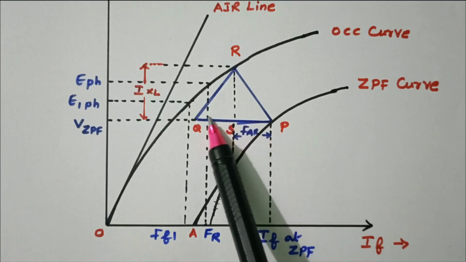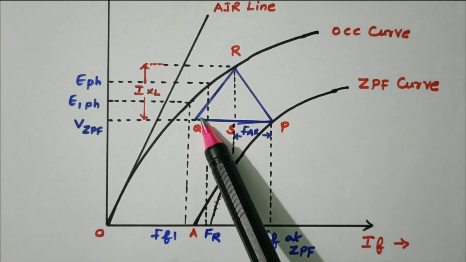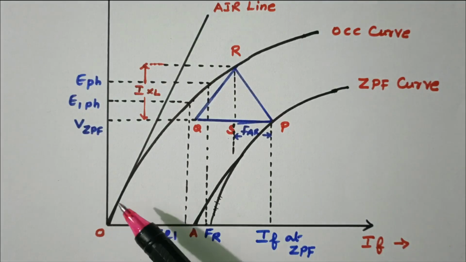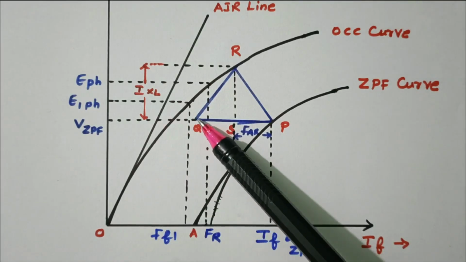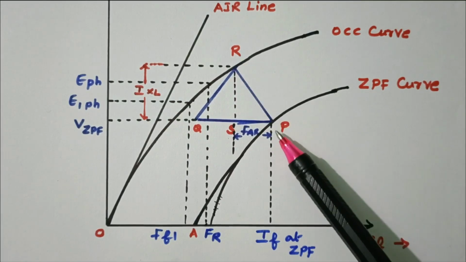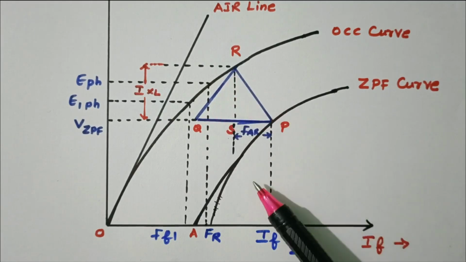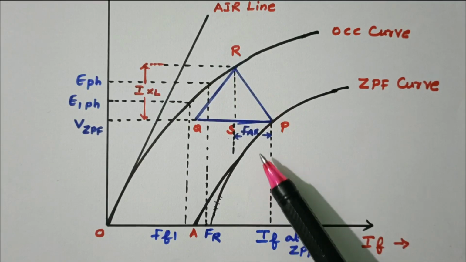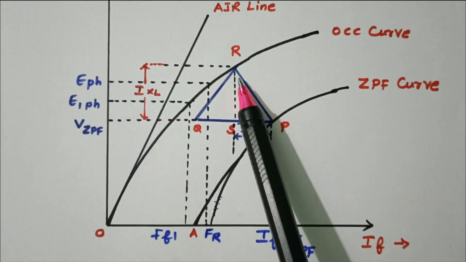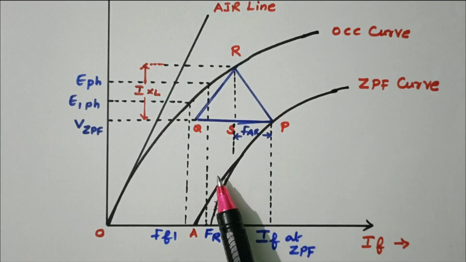Then draw the line P to Q. This length is equal to OA. Then draw the AR line, that is nothing but tangential to the OCC curve. Parallel to the AR line, draw the line from Q where it meets, that is point R. Then connect this R and P, so that we will get the triangle. In this triangle, this value is nothing but IXL. Draw the vertical line that will give the point S, that is FAR.